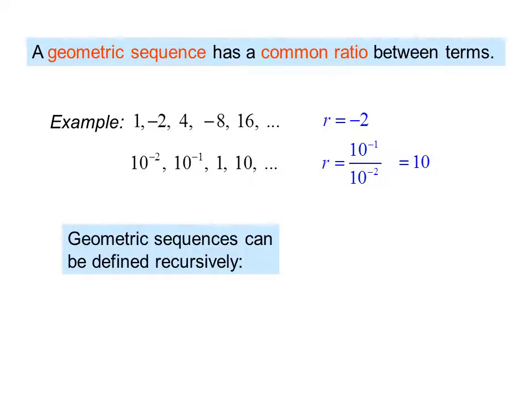Geometric sequences can be defined recursively: a sub n equals a sub n minus 1 times r, or explicitly: a sub n equals a sub 1 times r to the n minus 1. So n minus 1 is the number of times you have to multiply by r to get the desired term. For example, if we want the 10th term, we'd have to multiply by r 10 minus 1 or 9 times. So we have a sub 1 times r to the 9th.